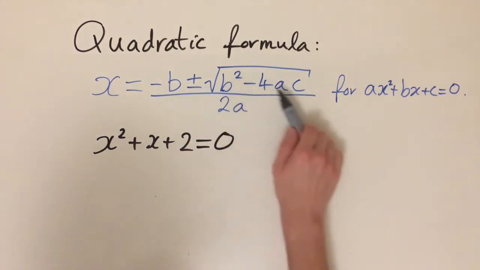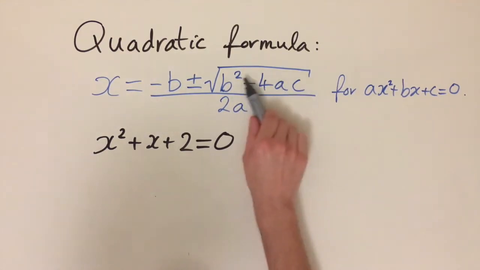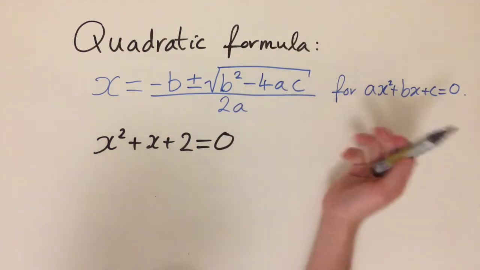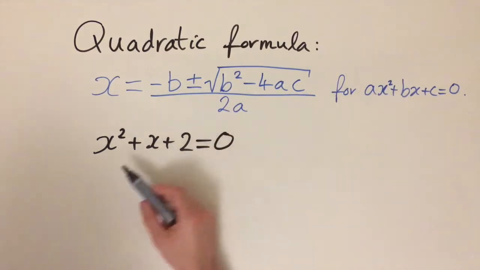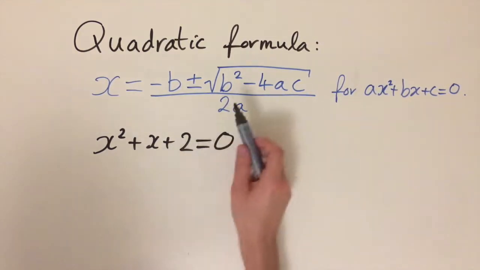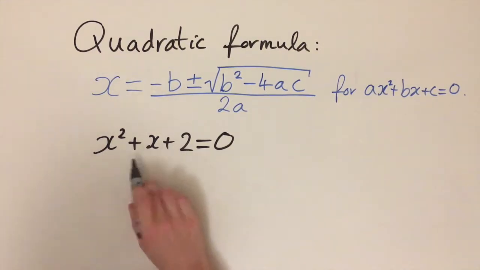So this number under the square root is really important. It actually has a name, so this is called the discriminant, and it essentially discriminates between if you have real solutions or how many solutions you have. So I'm just going to show you, if we plug in these values into the equation, what we're going to get. So first step is to decompose what the coefficients are.